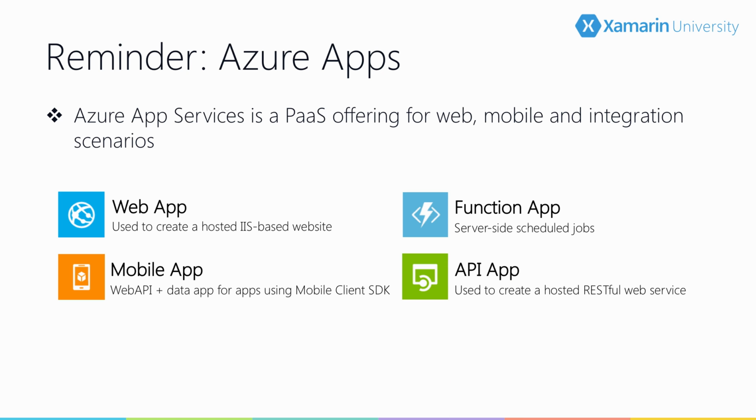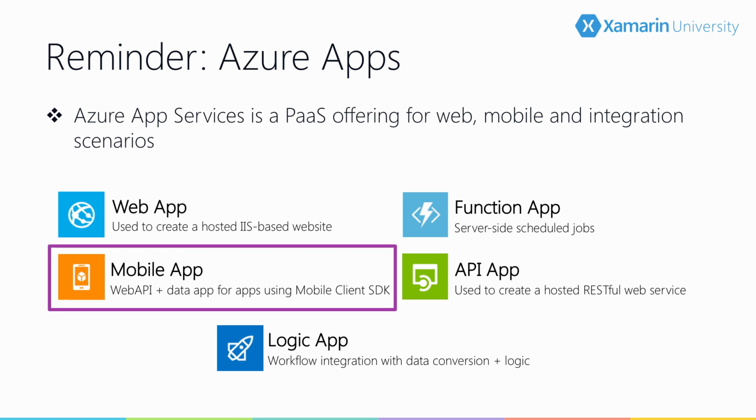We could create an API app to create a public IIS hosted web service. Or we could build a logic app, and this would build a server-side business process workflow, which can be triggered to do data conversions or execute custom logic, or use some built-in Azure features like cognitive services, all done with a graphical designer. We're going to focus on the mobile app service in this class.